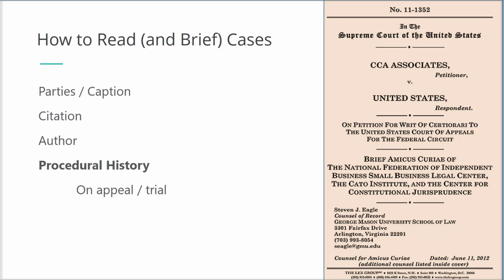The procedural history element indicates whether the case has been decided already by one or more lower courts. If that's the case, then it will say on appeal or something similar. If the case has not yet been decided by a lower court, it will indicate that it was on trial.